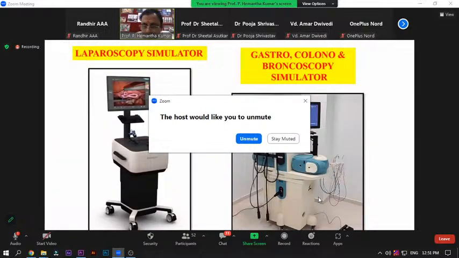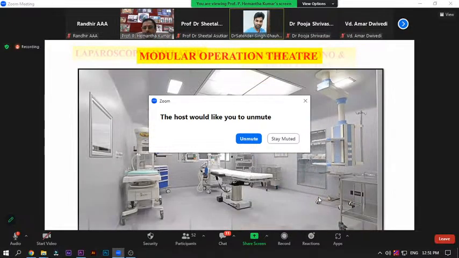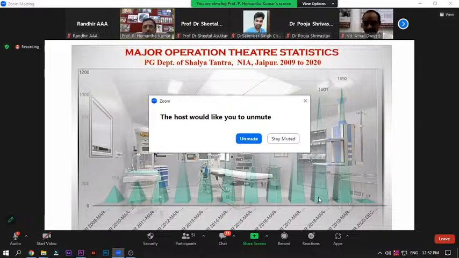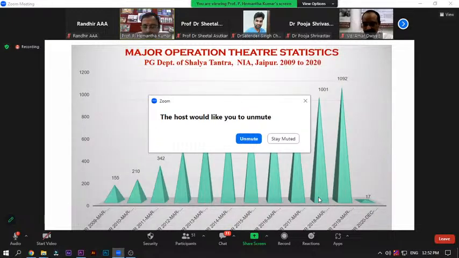Shortly, we are going to purchase a laparoscopic simulator and a gastro-colonoscopy simulator. Within six months, the modular operation theatre is going to open. We have three operation theatres: one for general surgery, another for orthopedic surgery, and another for anorectal surgery. And these are the statistics from the last 10 years, showing our major operation theatre statistics gradually increasing.